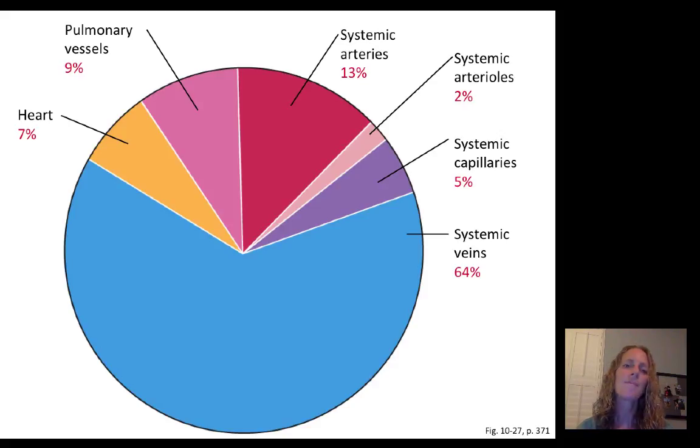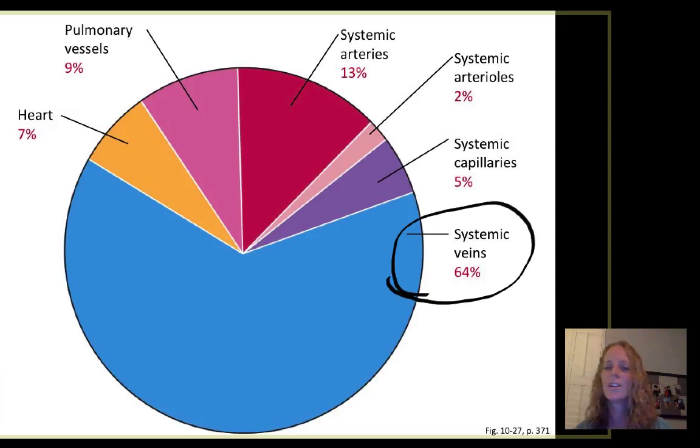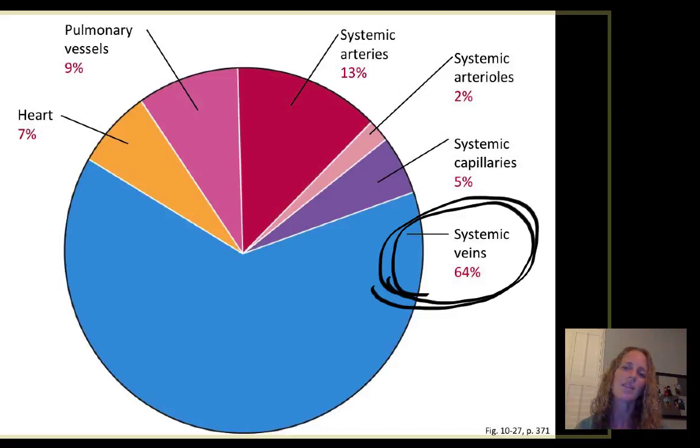This is a diagram which shows the amount of blood held in any of the vessels at any one particular snapshot in time. And the key takeaway here is that because of the low pressure, the veins are a reservoir for blood. So most of the blood at any one time in our bodies is being held in the veins. And this will be important when we calculate blood pressure and mean arterial pressure later.